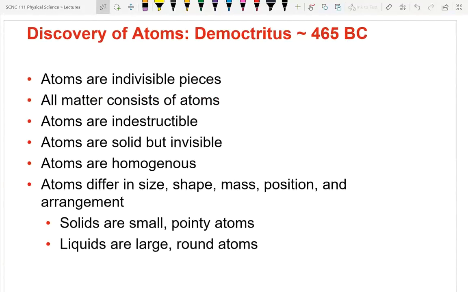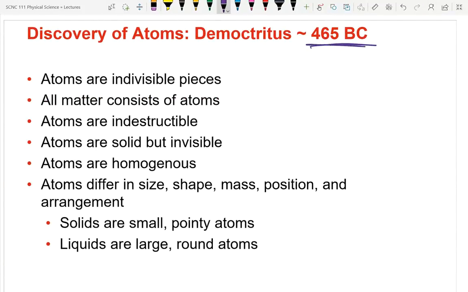So 465 BC, everybody probably knows. What does BC stand for? Before Christ. So 465 years before Christ was born, Democritus came up with the idea of the atom, that there is some fundamental smallest piece you can get if you cut stuff into smaller and smaller pieces.